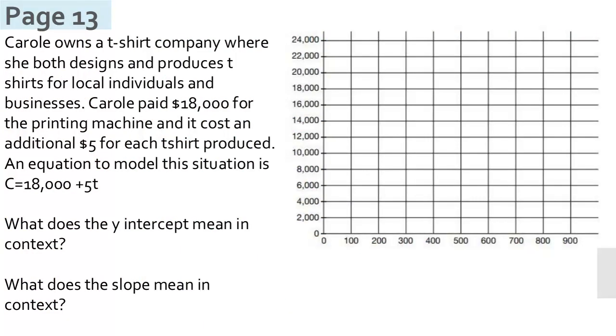Okay. Turn the page to page 13. Carol, that ends in an E, owns a t-shirt company. She both designs and produces t-shirts for local individuals and businesses. Carol paid $18,000 for the printing machine. I don't know if that's realistic or not. That's a lot of money.